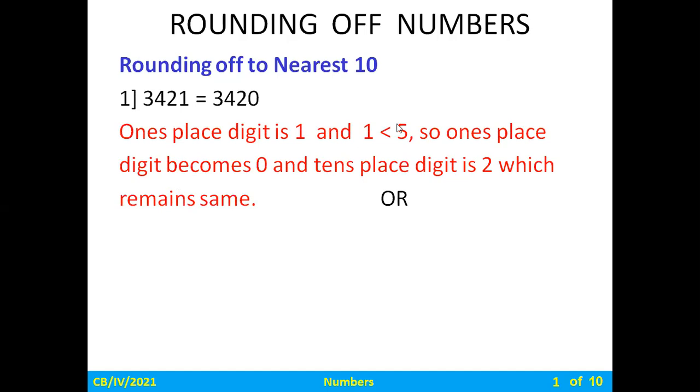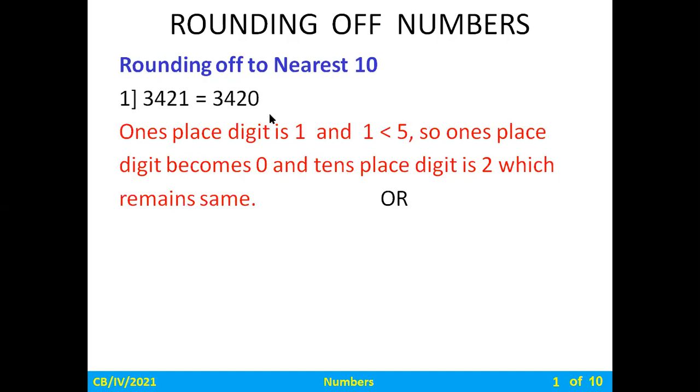Now why do we have to consider greater than or smaller than 5? Because we have to consider the two extremes, that is 0 to 10, 10 to 20, 20 to 30, 30 to 40, 40 to 50, and so on, for rounding off to nearest tens. Now your ones place digit, you can see that 1 is smaller than 5, so this tens place digit remains unchanged.